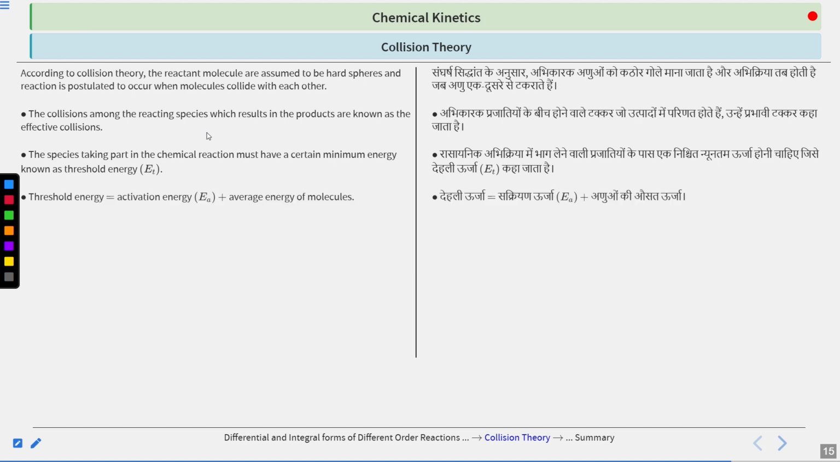So the same thing is written here also. It is the activation energy Ea and the average energy of the molecules, that is the reactants. This is called the threshold energy.